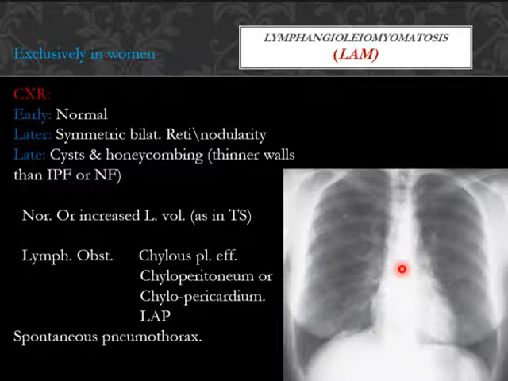Lymphangioleiomyomatosis is seen exclusively in women. Chest X-ray may be normal, or in the later stage show reticular nodularity, and in the late stage show cysts and honeycombing. They are thin-walled, as we say. Lung volume is normal or increased. An important feature is chylous effusion due to lymphatic obstruction. Lymphatic obstruction will cause chylous pleural effusion, chyloperitoneum, chylopericardium, or lymphadenopathy.